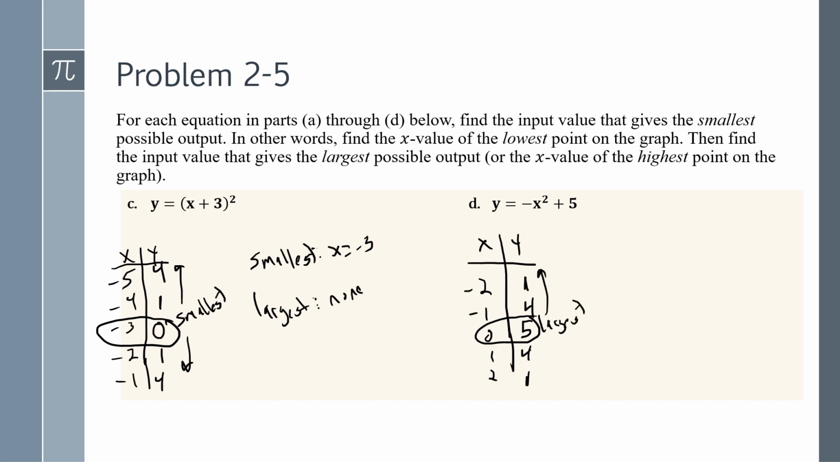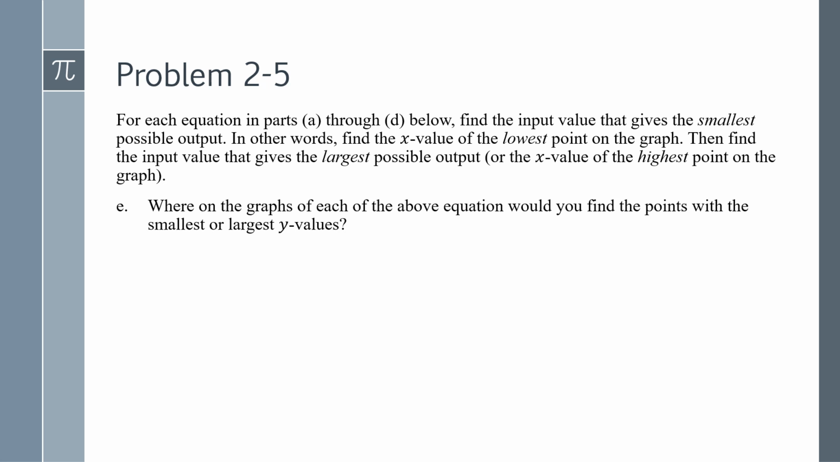Largest, and as I go left and right, the value gets smaller. So there is no smallest value in this case. That means the graph does not open up, because there's a largest value at x equals 0. That means the graph should open down.